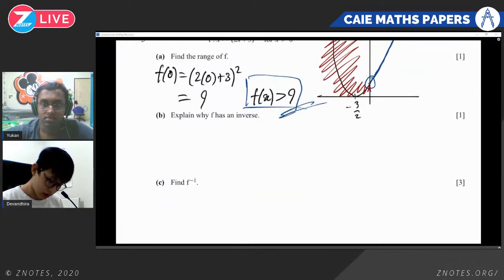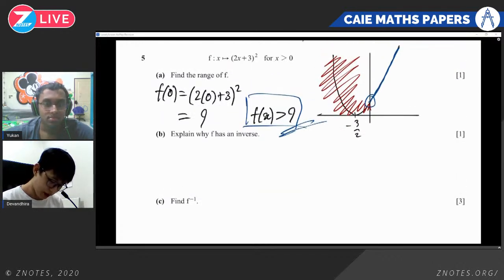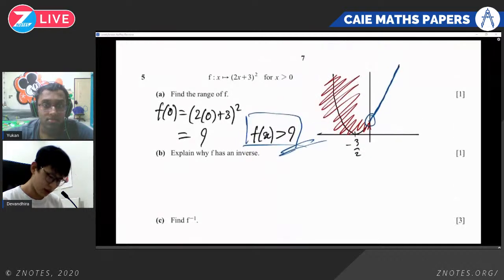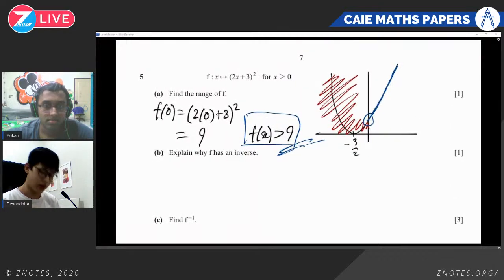All right. So next question. Explain why f has an inverse. So what does it mean when a function has an inverse, Yugen? So that means when you get the inverse of the function, that function remains one to one, and it still follows the rules of any normal function.